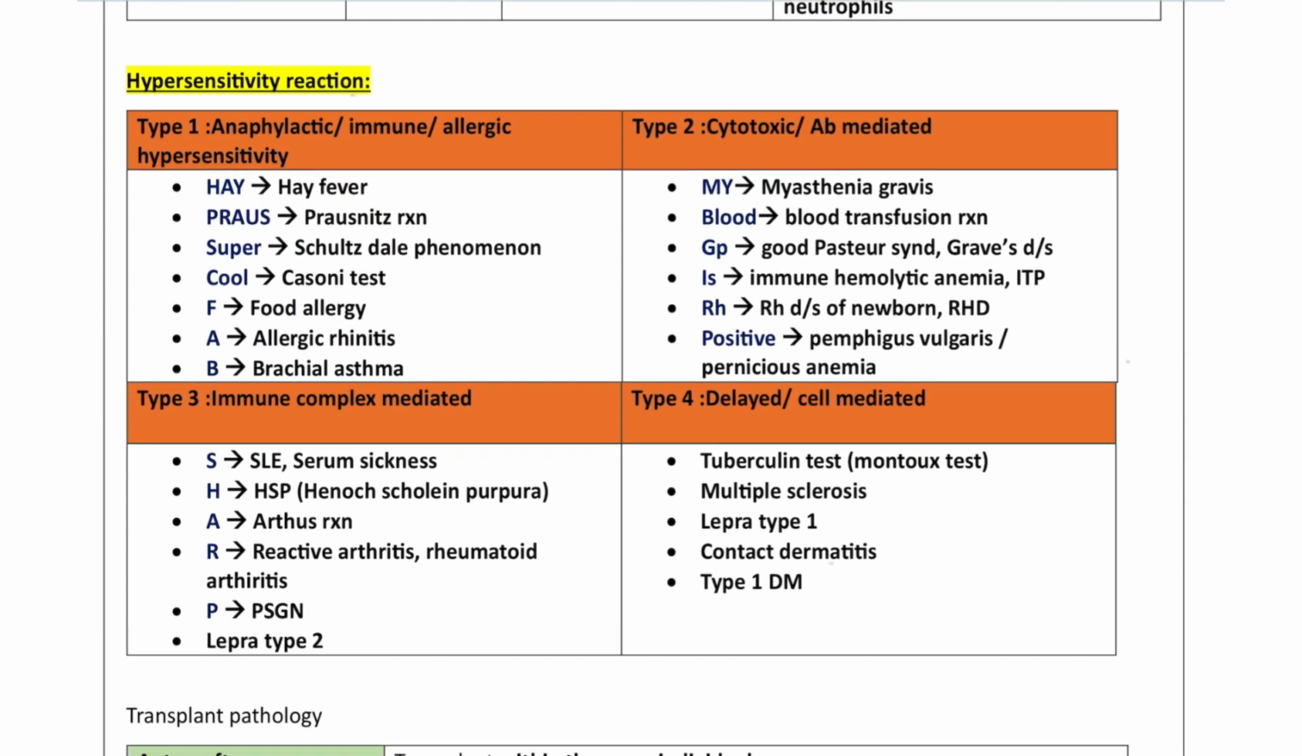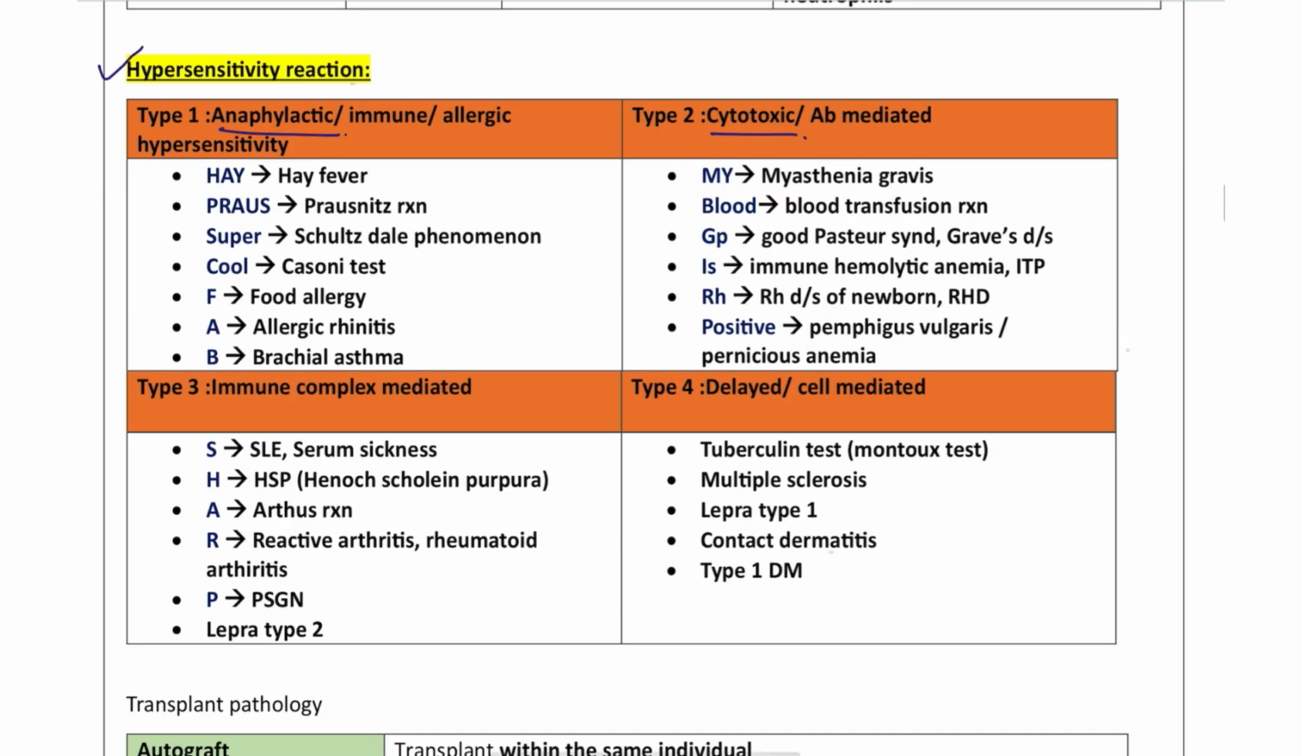Next, immune system. In the immune system, I want you guys to know about the hypersensitivity reactions. There are the 4 types. Type 1 anaphylactic, type 2 cytotoxic, type 3 immune, type 4 is delayed. Remember by the mnemonics, important mnemonics for their examples. Type 1 is associated with IgE. IgE means you all know this is associated with allergic rhinitis or asthma. Other than that, there will be hay fever, Prausnitz-Kustner reaction, Schultz-Dale phenomenon, Casoni test. Casoni test is associated with Echinococcus. Food allergy. These are the type 1 reactions.